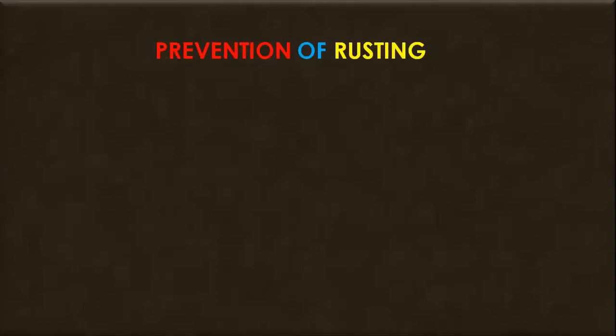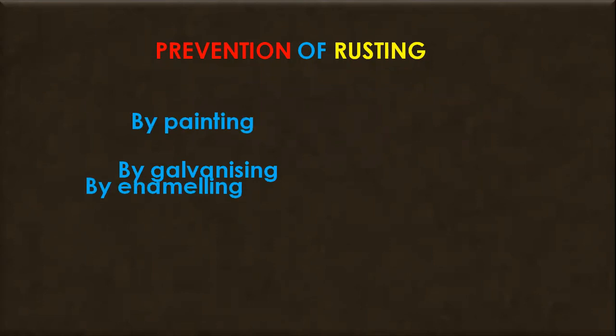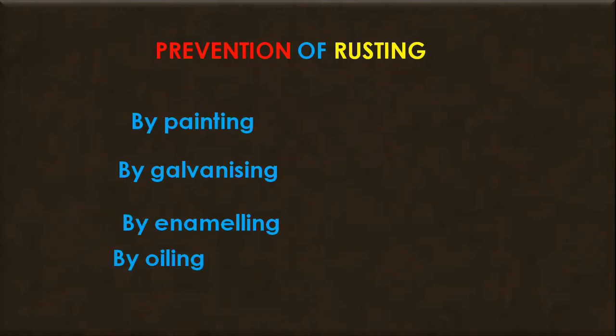I want us to look at the ways of preventing rusting, because we have seen it is not something pleasant. How then can we prevent it? We can paint the metals. We can galvanize. Galvanizing. We can enamel. The application of enamel is called enameling. We can also oil. And I want us to look at this one very fast.